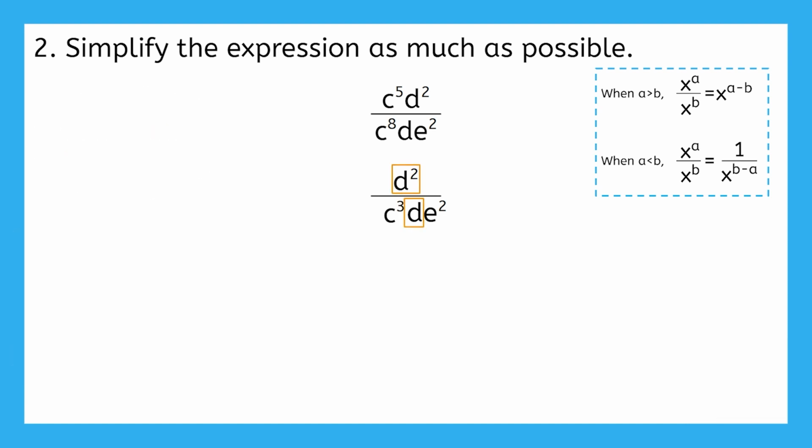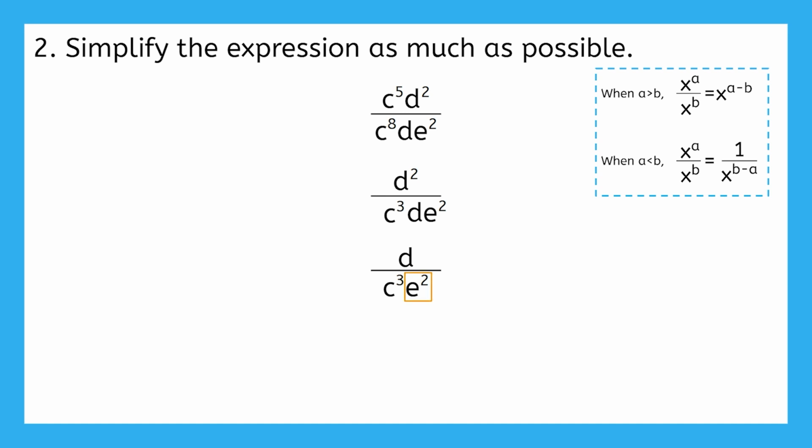For the d components, there are two d's being multiplied in the numerator, and even though there's no exponent with the d in the denominator, there is one d and an unwritten 1 as the exponent. The larger exponent is on top, so we can subtract 2 minus 1. And the final component, d to the power of 1, or just plain old d, will be on top.